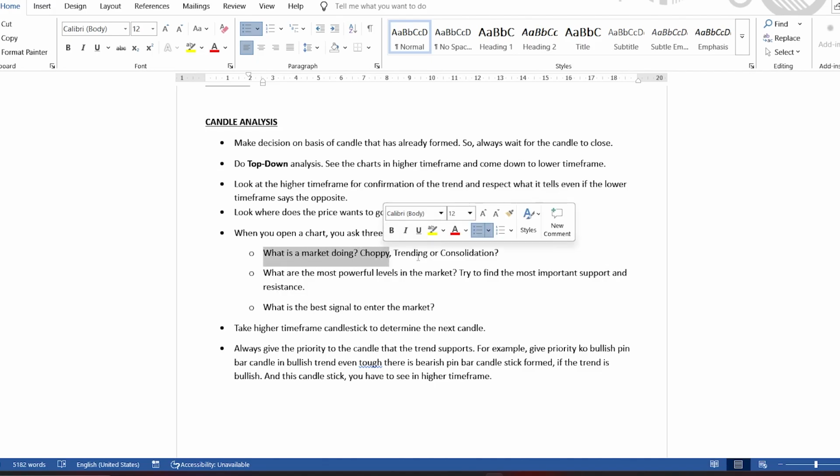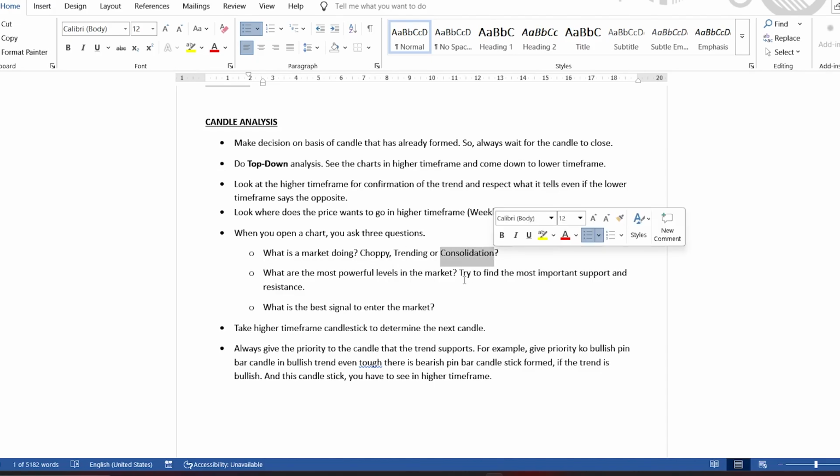Okay, what is the market doing? You see if it is a choppy market, a trending market, or in consolidation. And I have noticed in my trading pattern that if I enter the market in a consolidation state, then most of the time I lose the trade or I don't get enough take profit.